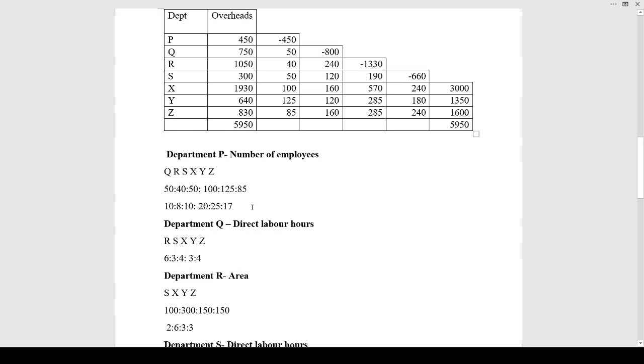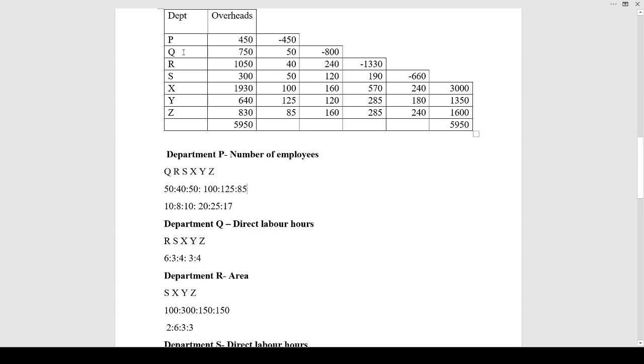The total comes around 90, and then we have to distribute it to the different departments. So Q department it is 50, R department it is 40, S department 50, X department 100, Y department 125, and Z it is 85. The total is 450. That means 450 rupees of P department is distributed to all the other departments.